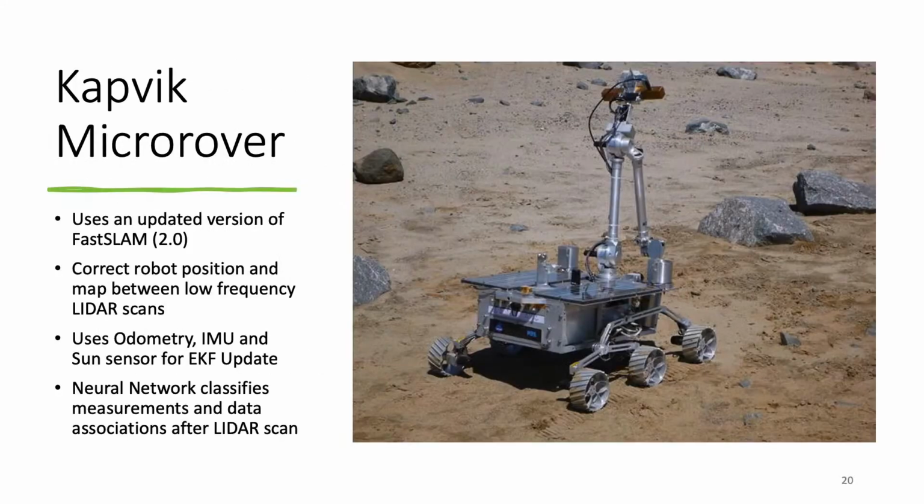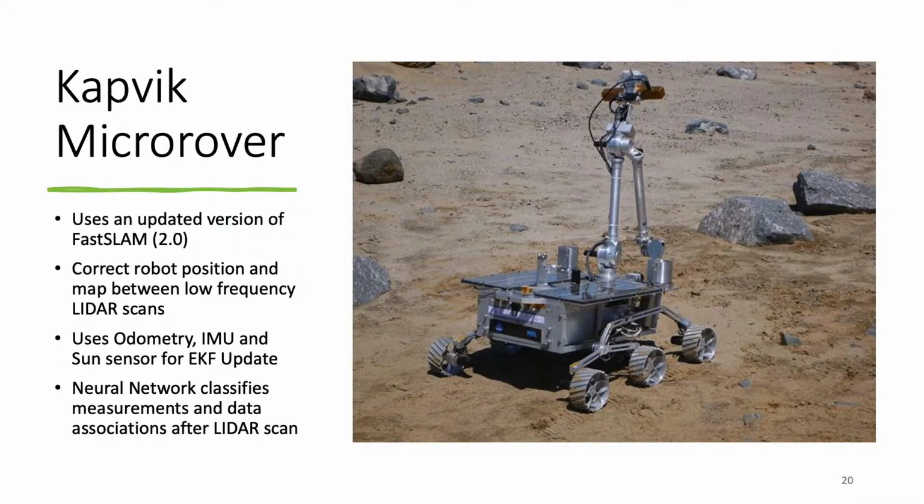Let's finish this video by looking at a use case of FastSLAM, the Kapvik micro rover. This was a Canadian project. This is a rover that never actually left Earth, but is there to test out algorithms and other control mechanisms for rovers. It uses an updated version of FastSLAM 2.0.